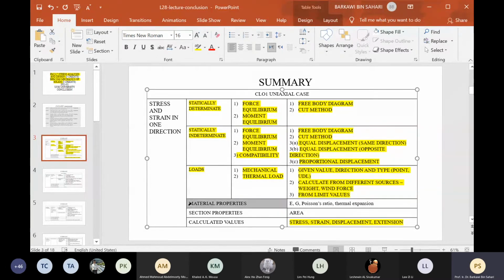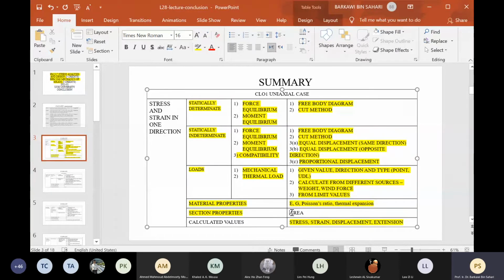And the related material properties for CLO1 are Poisson ratio, Young's modulus, shear modulus, and thermal expansion. So these are the four material properties. Section properties that you need to know, actually, the area, the cross-section area.